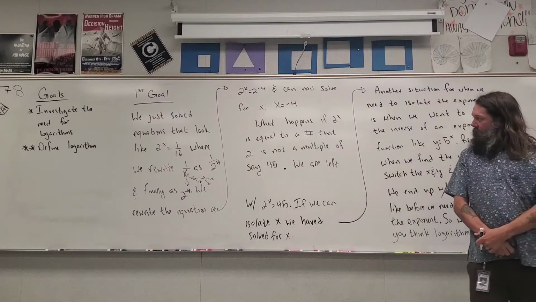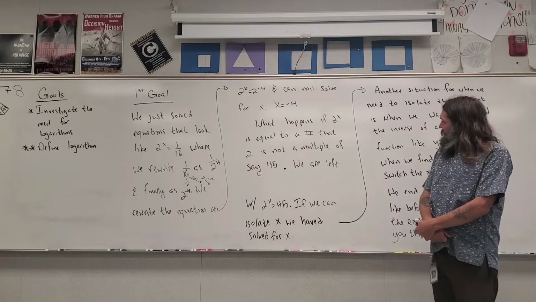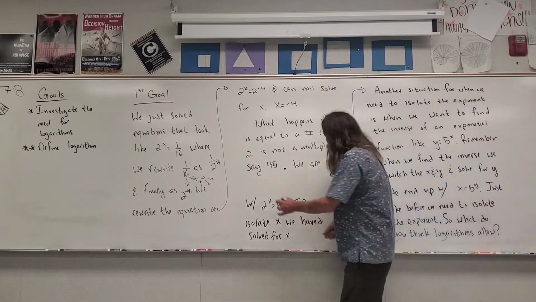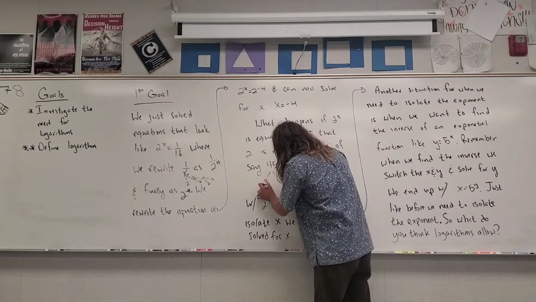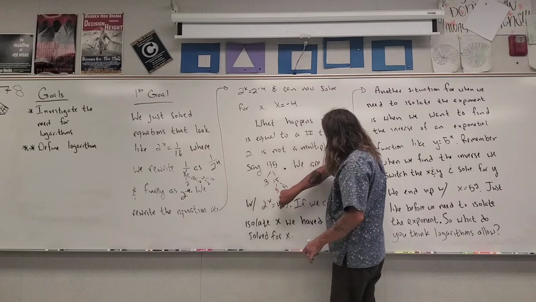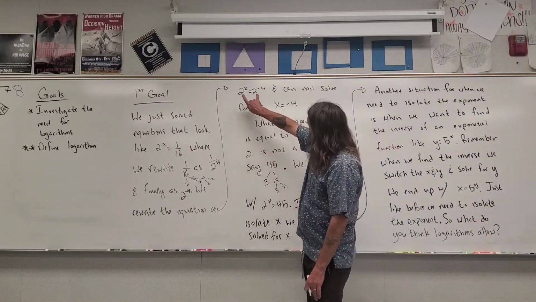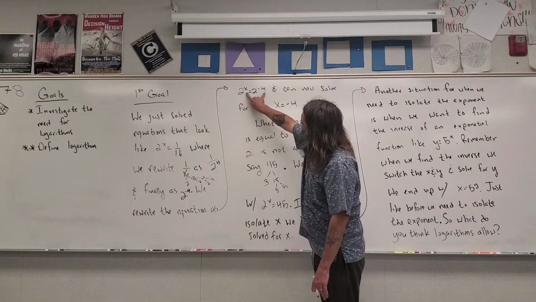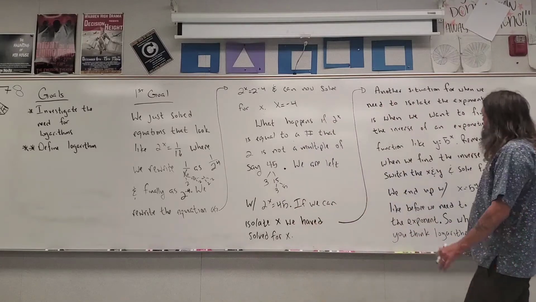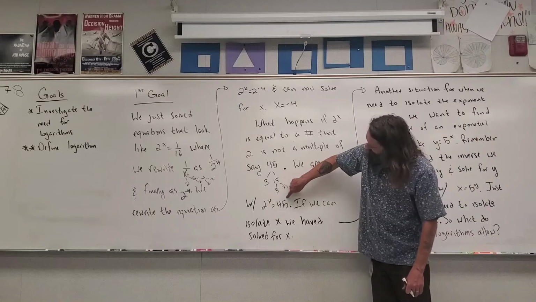This is a problem that we can solve. Now, what happens if 2 to the x is equal to a number that 2 is not a multiple of? Say 45. 45 has nothing to do with the number 2. All its factors are in fact odd. So we will not be able to get to a situation where we have the same bases and can set the exponents equal. Can't do it in this situation. So we're going to be left with 2 to the x is equal to 45.